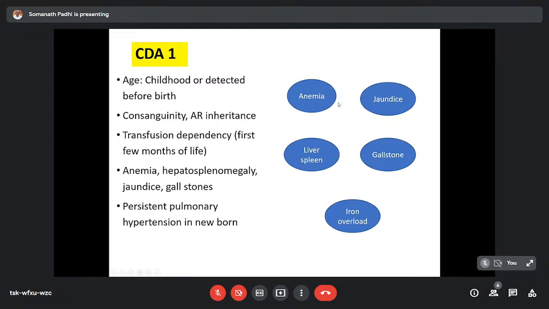And as you all know, as the pathophysiology says, ineffective erythropoiesis leads to a chronic anemia. And ineffective hematopoiesis leads to jaundice, that is unconjugated hyperbilirubinemia. There is extramedullary hematopoiesis that leads to hepatosplenomegaly, and in long-standing cases there is presence of pigmented gallstones, and there are features of iron overload. Newborn babies may present with persistent pulmonary hypertension because persistent low hemoglobin can lead to hypoxia, and hypoxia is a stimulus for the development of pulmonary vascular changes, and that may be the cause of pulmonary hypertension in a newborn.